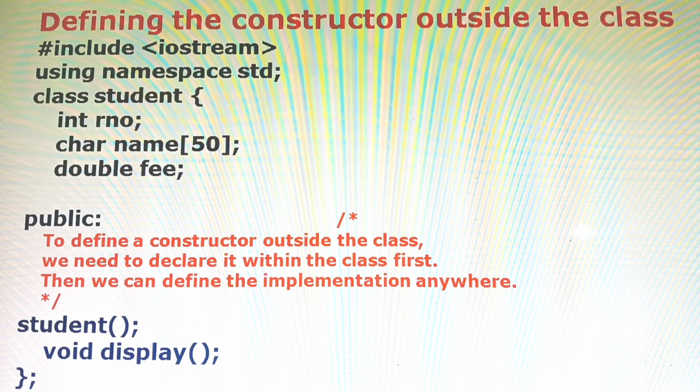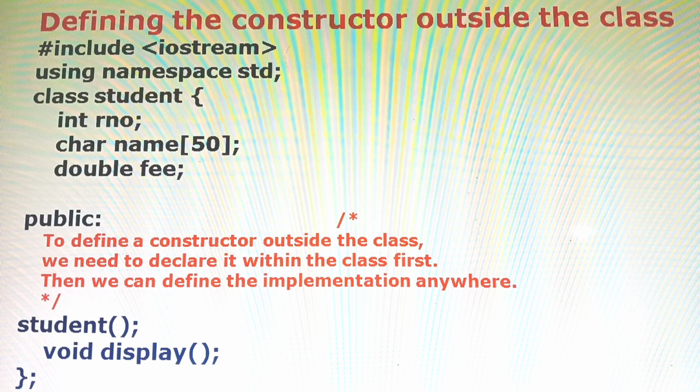But first we need to declare the constructor and member function in the class. That is a must. We have to declare the constructor and member function in the class. Then we can define the implementation anywhere outside the class, before the main program. No problem. But the declaration should be there in the class in public mode. We have to use the keyword public. The access specifier should be public.